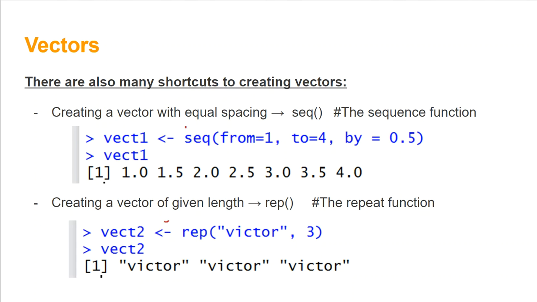There are also many shortcuts to creating vectors. You can create a vector with equal spacing by using the sequence function. Here is an example. vect1 equals sequence from 1 to 4 by 0.5. To print, just type vect1. You can also create a vector of a given length by using the repeat function. Here is an example of me creating a vector of my name repeated 3 times. As shown, I type the character of interest, separated by a comma, which is followed by the number of repetitions I want to show.